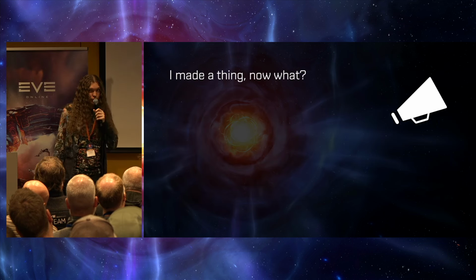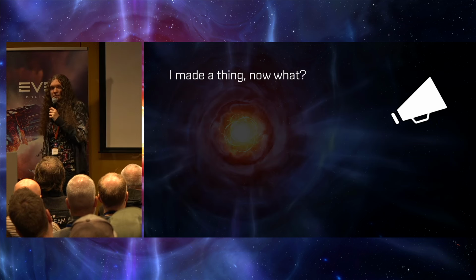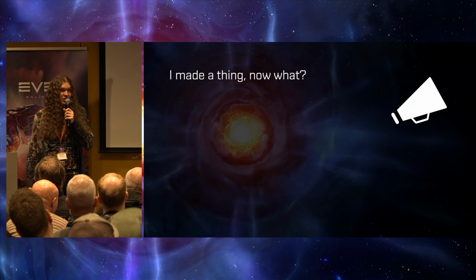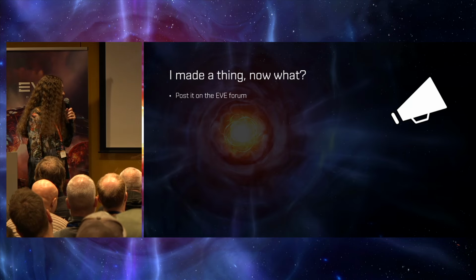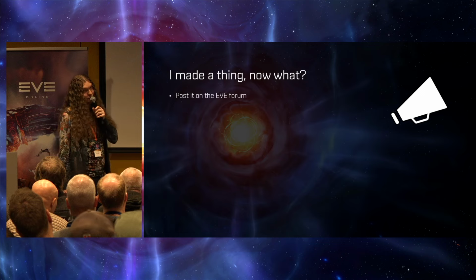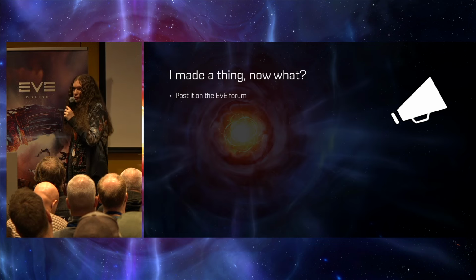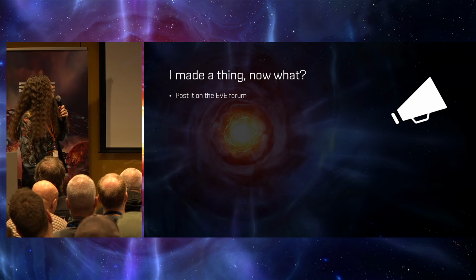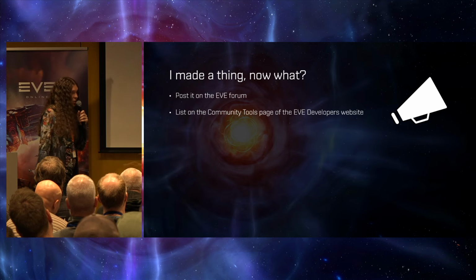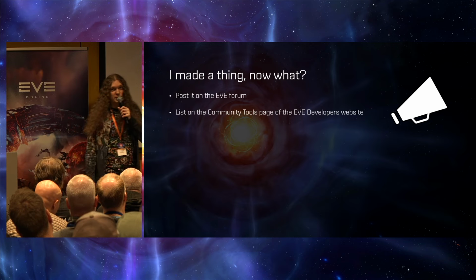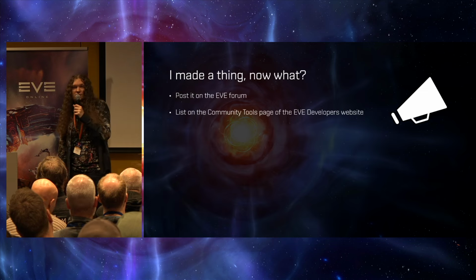OK, so you made your tool. And now how do you actually make people use it? Because nobody knows about your tool yet. So the most obvious thing you can do is post on the ETH forum. Many tools have a successful presence as a forum thread, and you can get a lot of eyes on it that way. You can list it on the community tools page on the ETH Online developers website. So that's the new page that we have seen some slides ago.